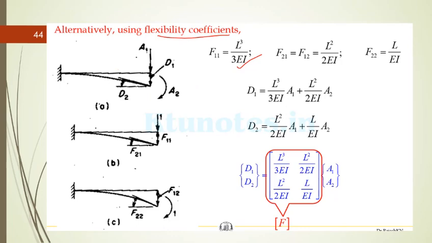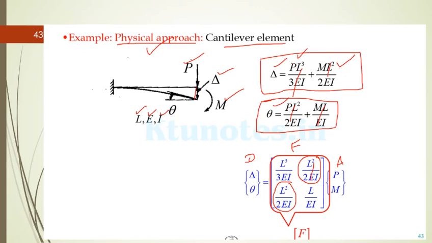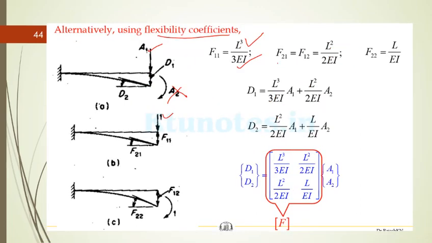So in the case of flexibility coefficient, for the first case you are applying a unit load A1. So F11 is equal to L cube by 3EI, because previously it was P L cube by 3EI, and P is equal to 1 now. And F21 is equal to F12 is equal to L square by 2EI. It was M L square by 2EI, but M is equal to 1 now. For F22, due to the action of the moment, it is ML by EI, and M is equal to 1 now.